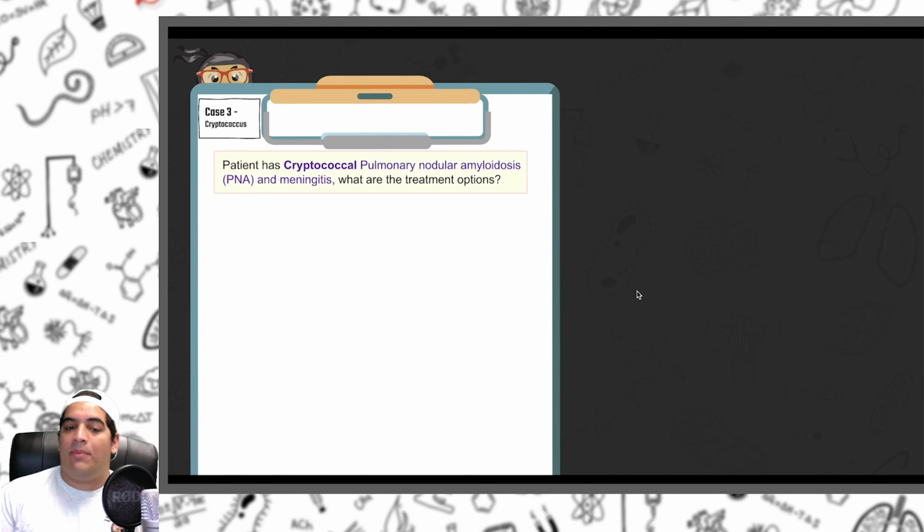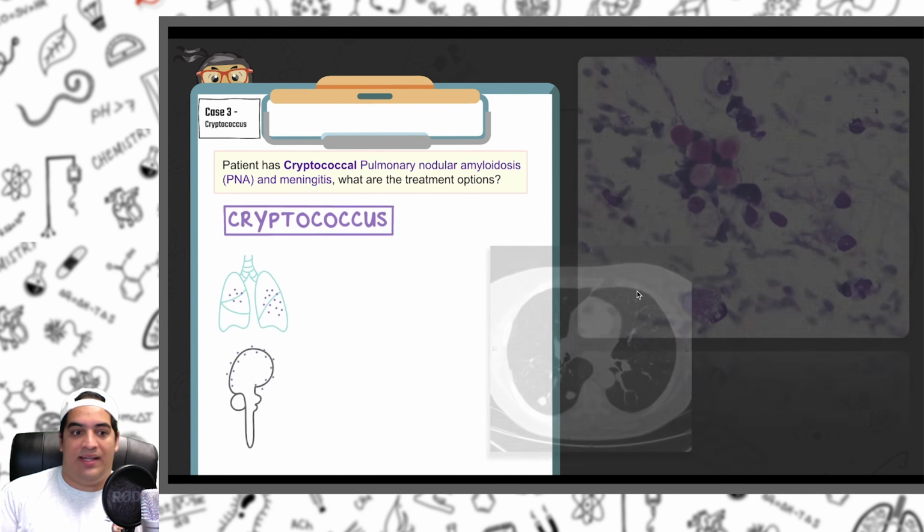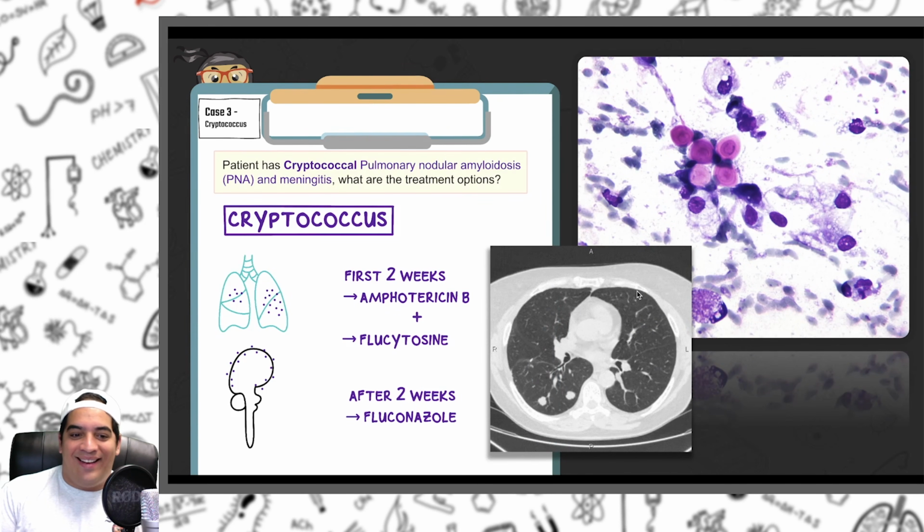All right, patient has cryptococcal meningitis and pneumonia. What are the particular treatment options? So you treat this within the first 2 weeks, induce them with flucytosine and what else? Amphotericin B, and then after that, we can put them on fluconazole after that 2 weeks as maintenance therapy. You guys remember that? All right, cool.